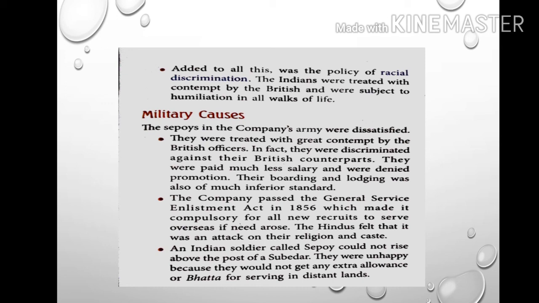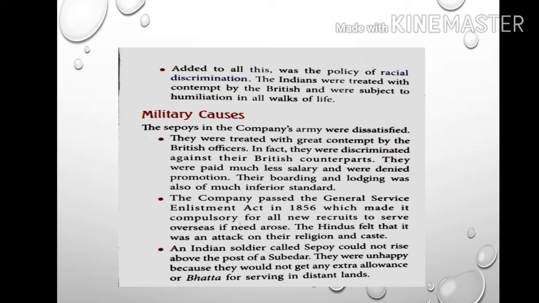Next are the military causes. The sepoys in the company's army were dissatisfied. They were treated with great contempt by the British officers. In fact, they were discriminated against their British counterparts. They were paid much less salary and were denied promotion. Their boarding and lodging was also of much inferior standard.